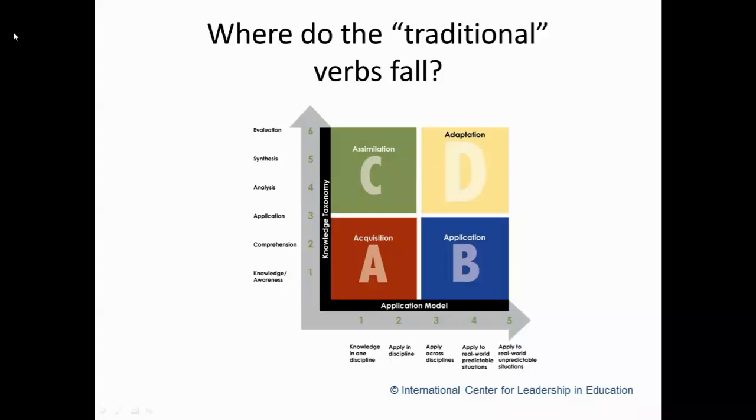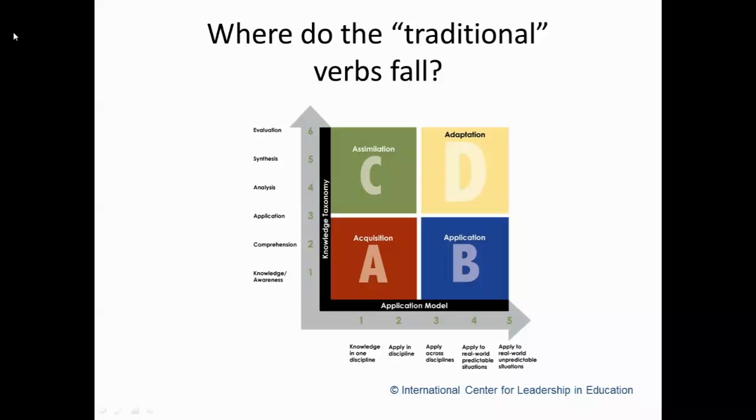So you can see that we're moving in a direction that's going to enable students to be better equipped to apply knowledge to real-world situations, which is ultimately the goal of education. So if we revisit the verbs from the beginning, where you were asked to think about verbs that described a traditional mathematics classroom, think about what quadrant those verbs would fall in.